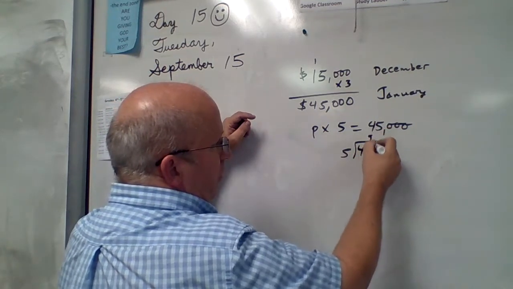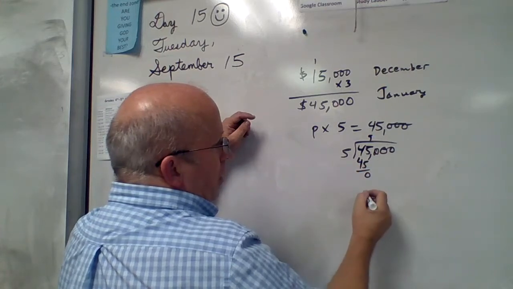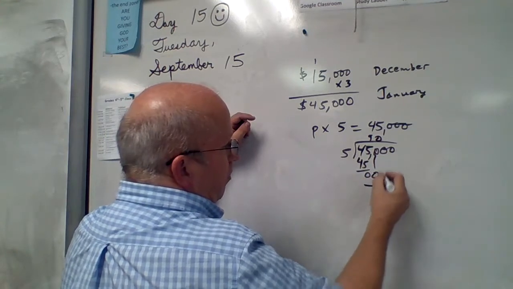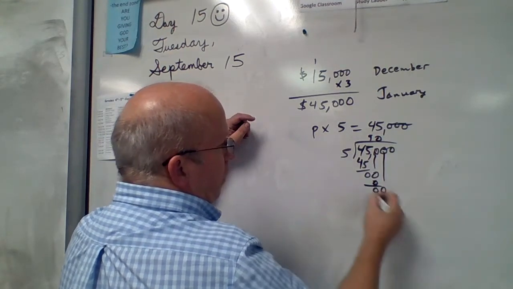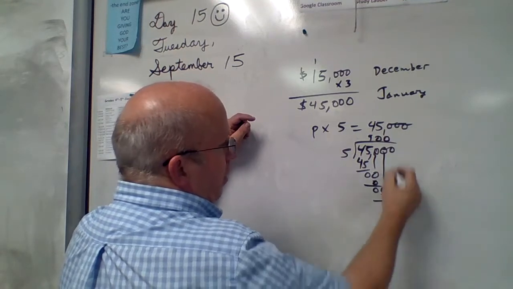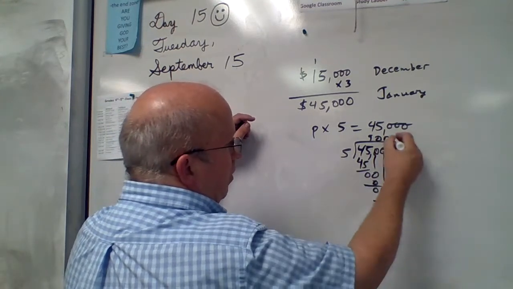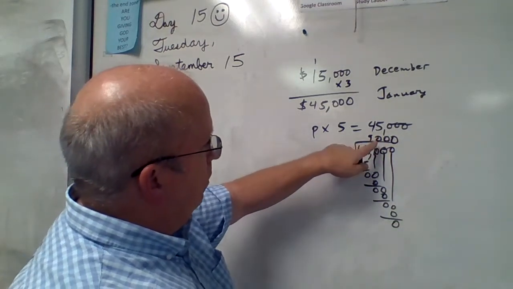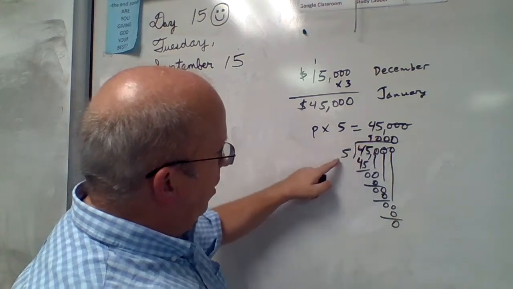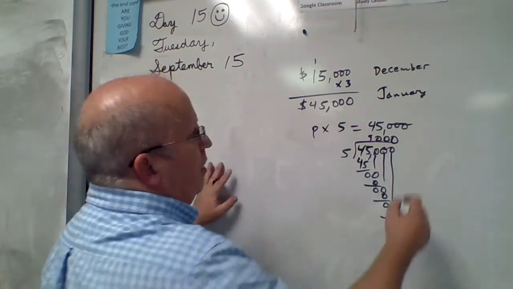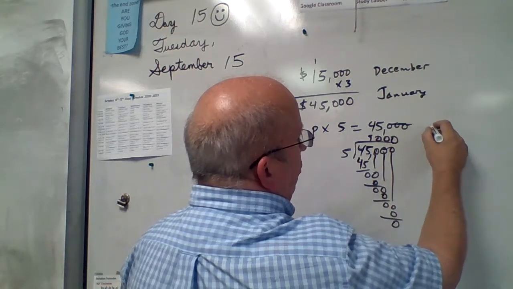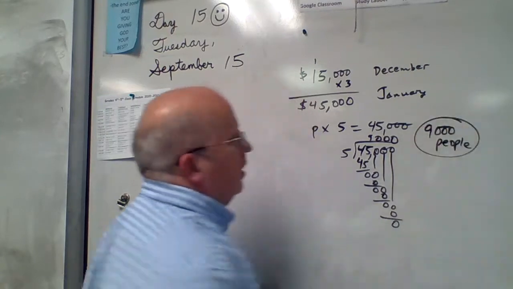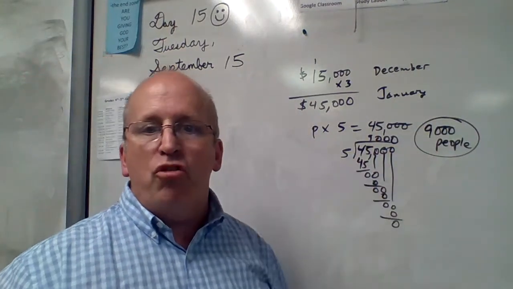5 goes into 45 9 times. We're going to have to do a bunch of 5 goes into 0 problems, right? 5 goes into 0 again. Do you notice how it has to be 9,000 people? Because 9,000 times 5 is 45,000. So in my example, the answer is 9,000 people. And so I write that answer, I put on a label, and I circle it. That's a way you can do number 1.